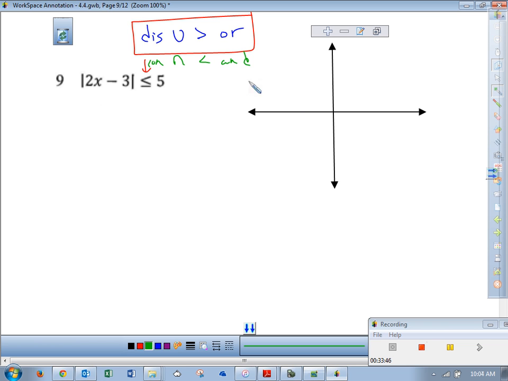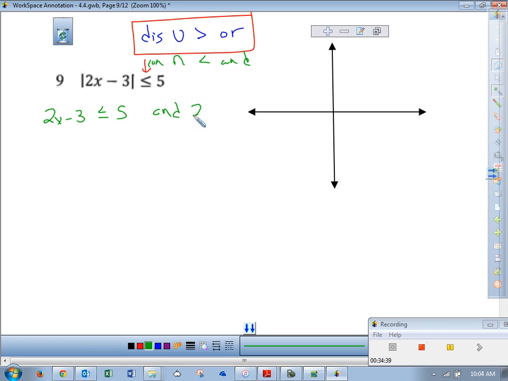So we set up two scenarios because there's absolute value involved. 2x minus 3 will be less than or equal to 5. I just kind of dropped the bars, and what I saw was what I got. Absolute value of this, less than or equal to 5. Then I throw the word in the middle. The word in this case is and. Not an or statement. This is an and statement. When you have absolute value and a less than, that's going to be an and statement.